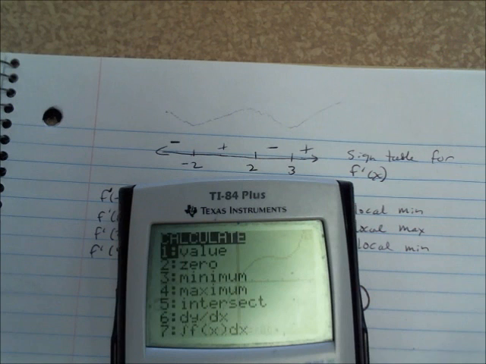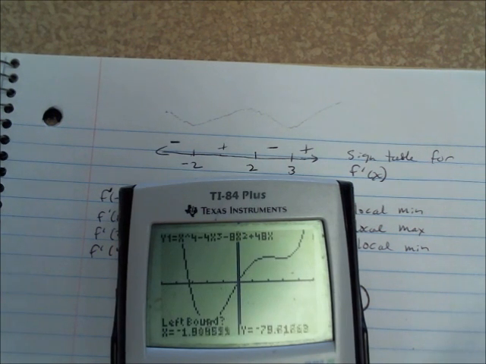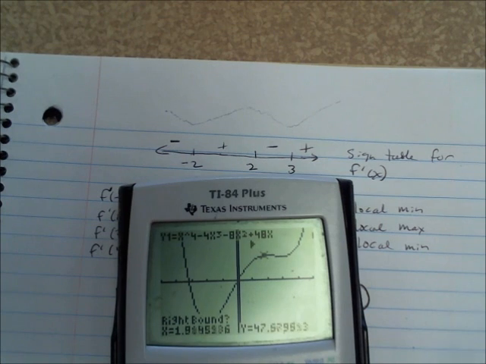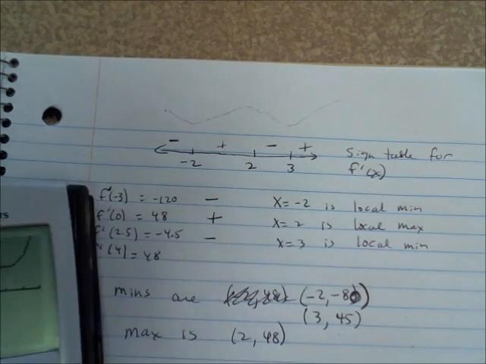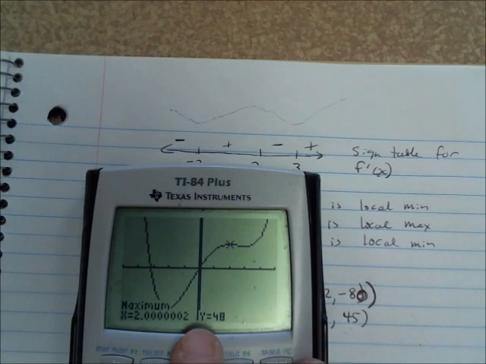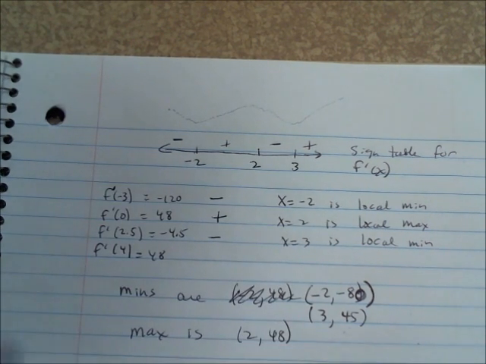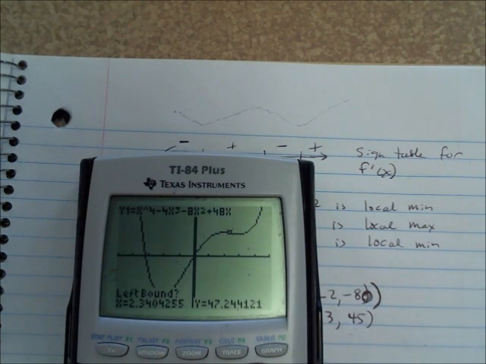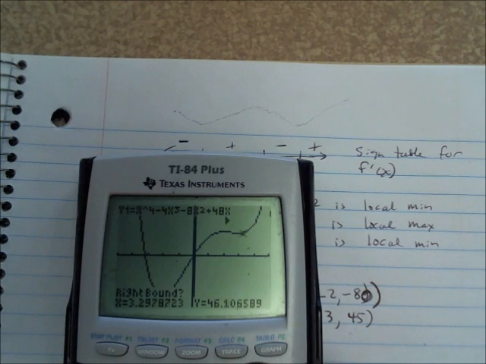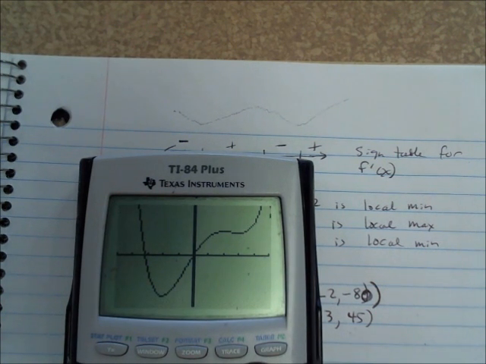Now let's do second calc max. That's the next one we come upon. Looks like the graph comes up, and then it starts coming down a little bit. And this local max is x equals 2 and y equals 48, and that matches up. And now let's do a min, second calc min. Left bound, right bound. So x equals 3 and y equals 45.